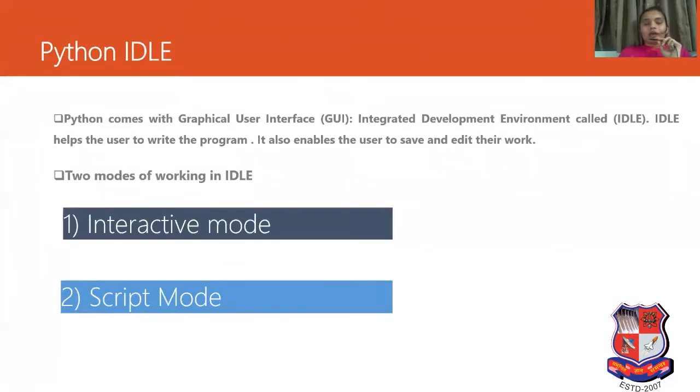Python IDLE. Python comes with a graphical user interface, an integrated development environment, known as IDLE. IDLE helps users to write a program, to edit a program, or to save a program. Basically, IDLE works in 2 modes, the interactive mode and the script mode. I will explain one by one.